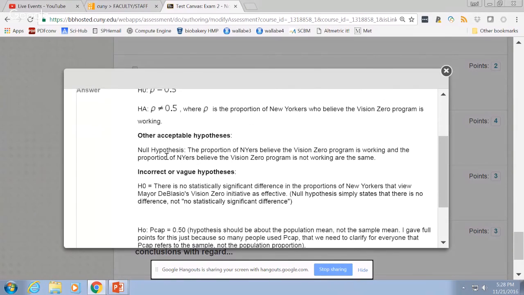An acceptable one in writing: the null hypothesis is that the proportion of New Yorkers who believe the Vision Zero program is working and the proportion who believe it's not working is the same.